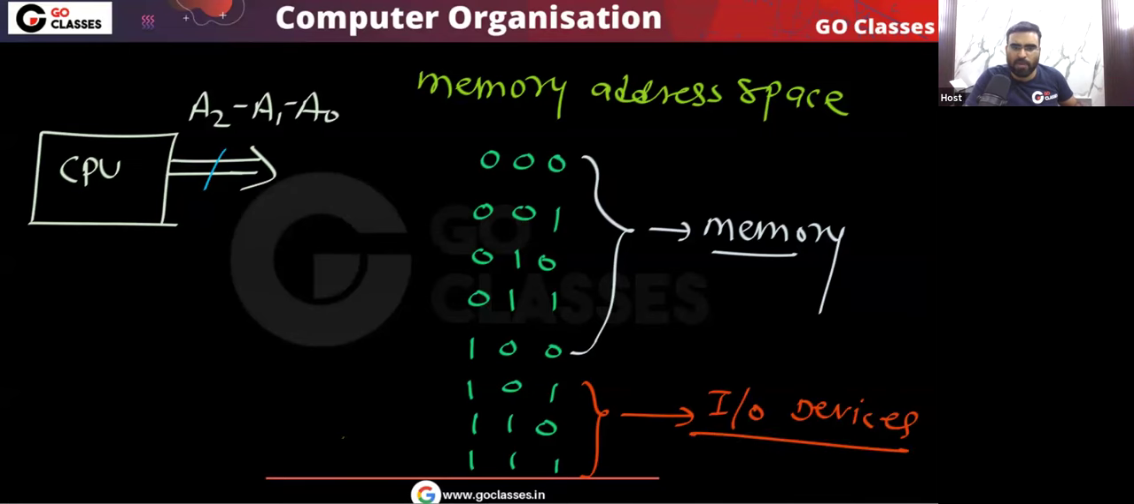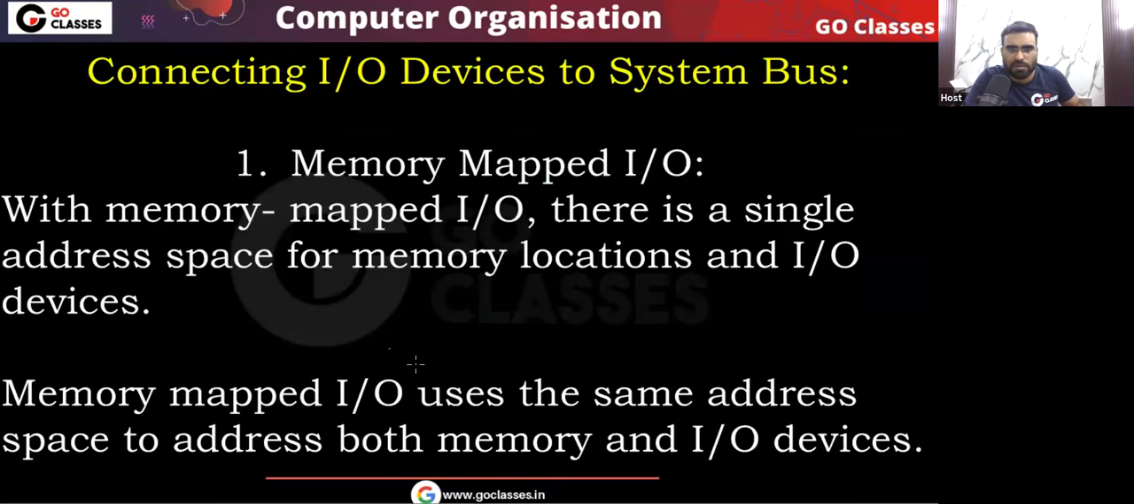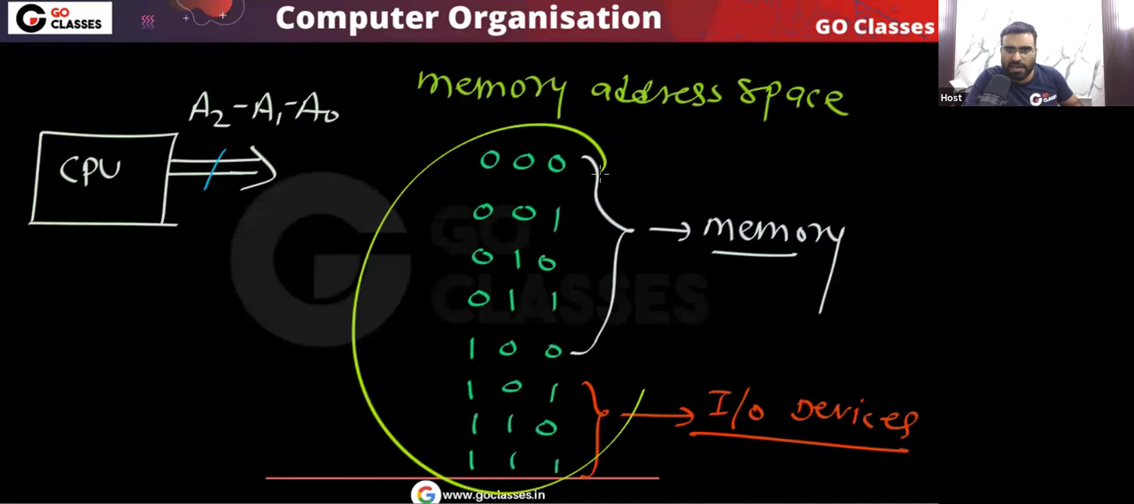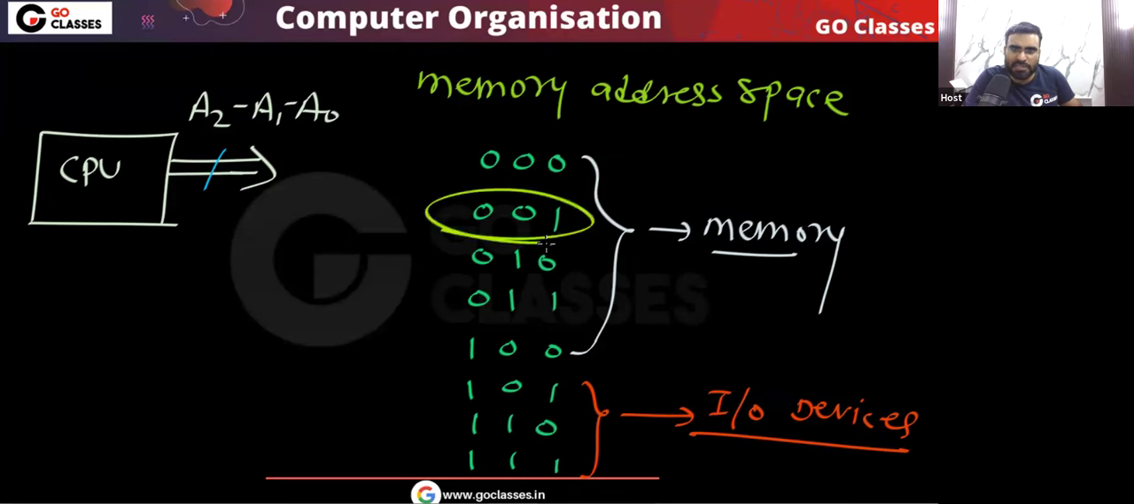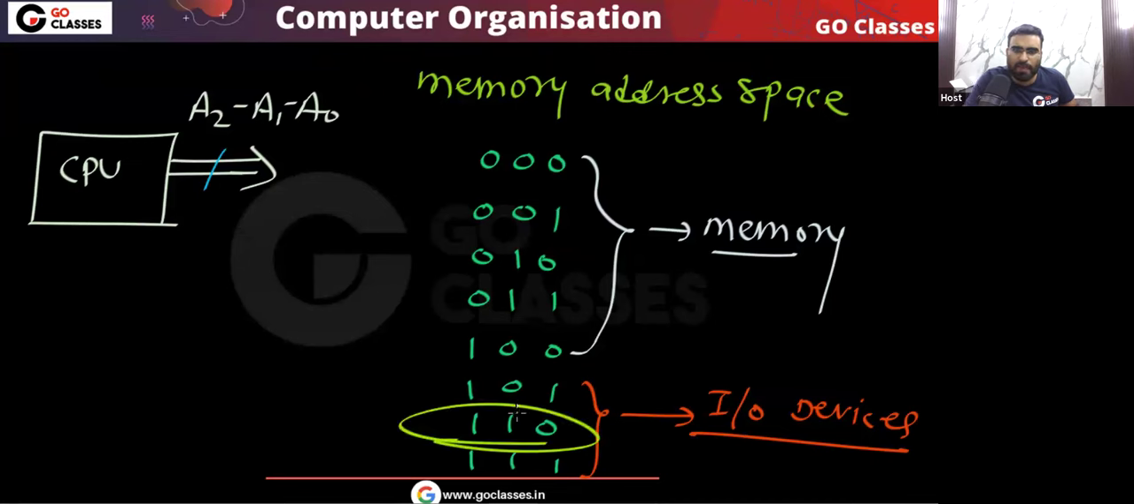So you can see in memory mapped IO, the memory and IO devices have the same address space. This is the address space. In this address space, these addresses we can assign to the main memory. It means when the CPU generates this address, a main memory location will be accessed. Yes or no? But when the CPU generates this address, then the IO device will be accessed.